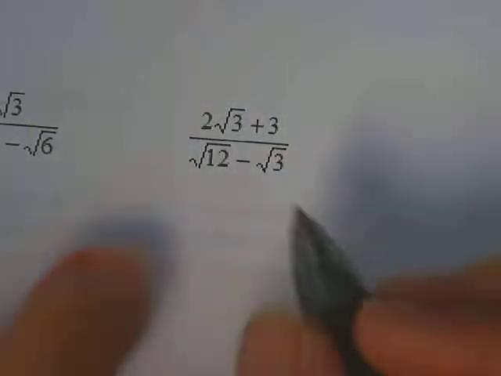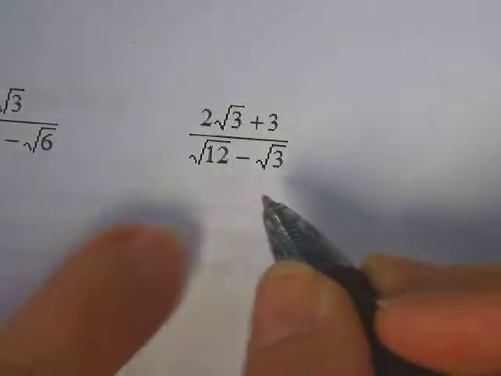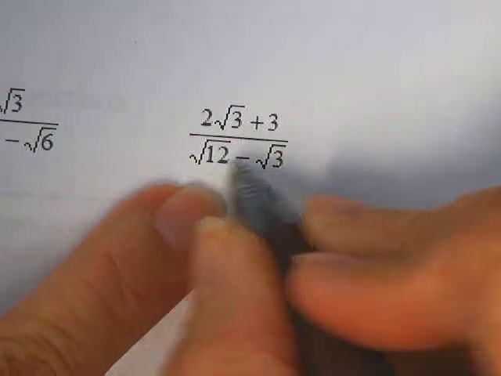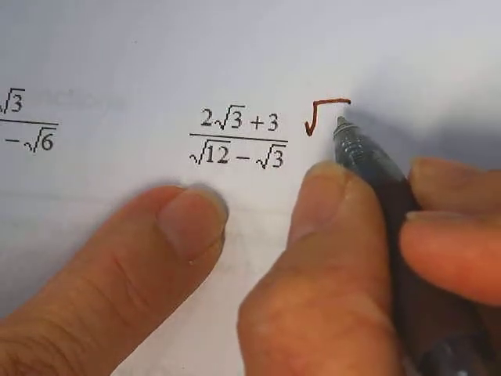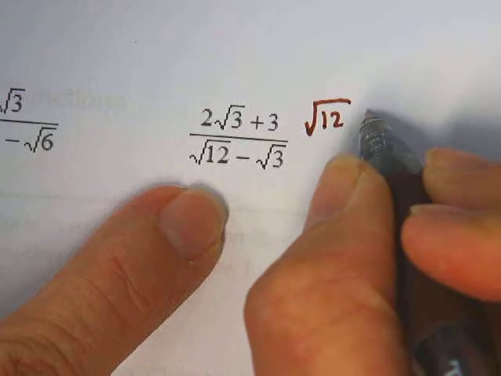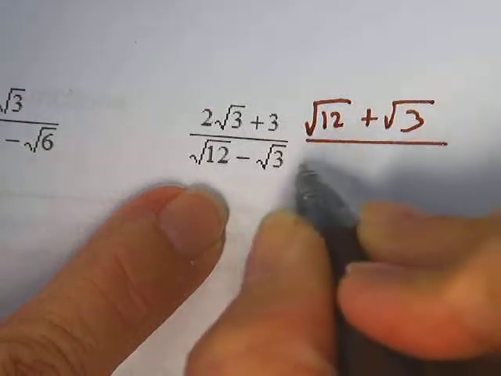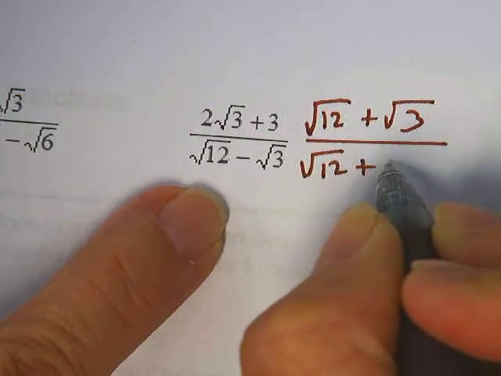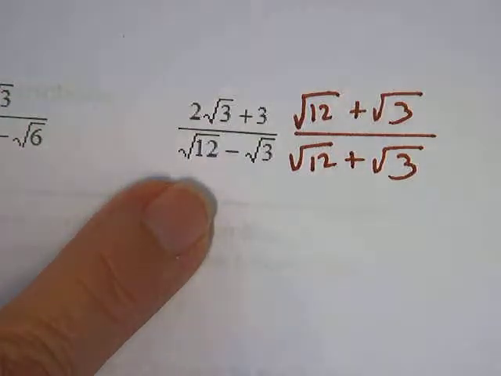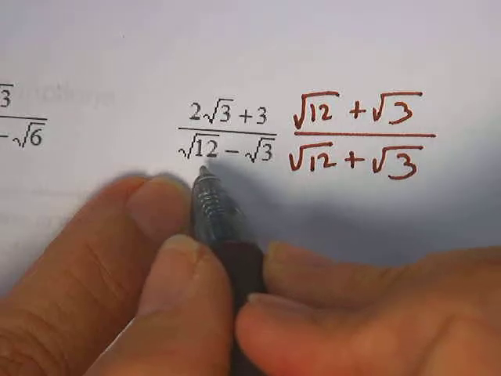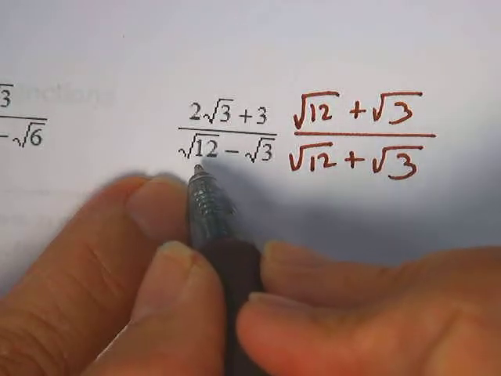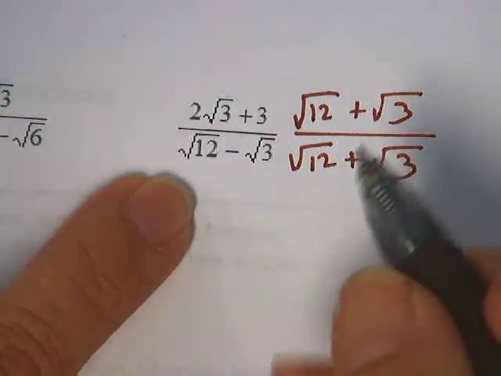Let's just do a little harder one. We'll do this last one. We're going to multiply by the conjugate, so it's the same thing: square root of 12 plus square root of 3 over square root of 12 plus square root of 3. And could we have simplified the square root of 12? We actually could have. That's really 2 times the square root of 3. But let's just make sure we come up with the same answer.